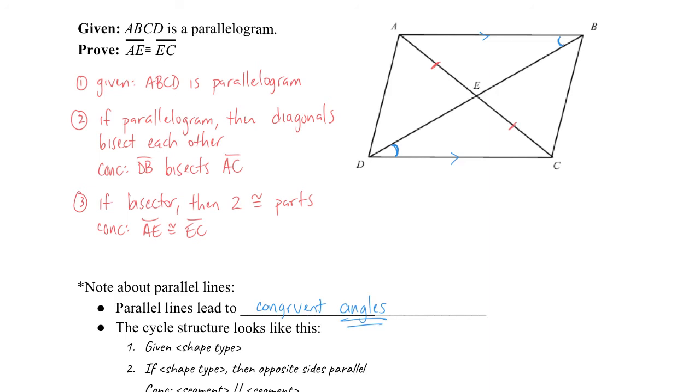So that would be an example of what you see with parallel lines. Parallel lines do not lead to congruent segments. They lead to congruent angles, which is very useful when we're trying to prove triangles are congruent. So use my answer keys to see how these cycles work in action, but now you have the basic structure of what this is supposed to look like.